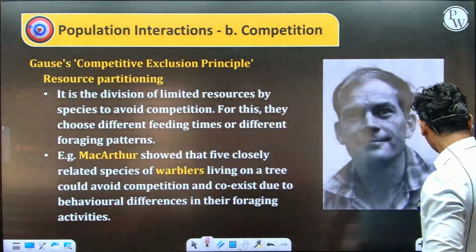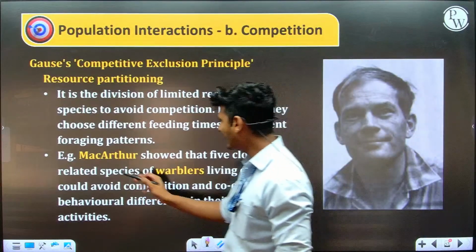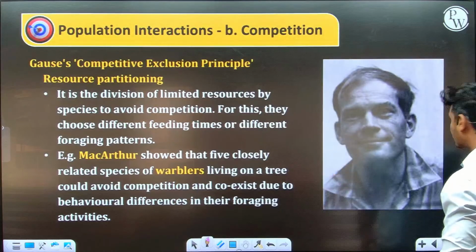Now, this resource partitioning was given by MacArthur and Wilbur. So you just have to remember this.